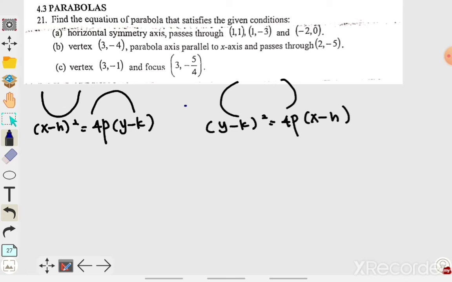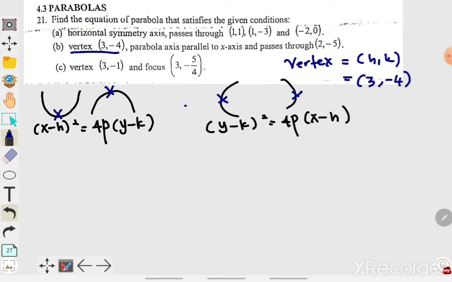Okay, number 21B, the vertex is (3, negative 4). What is a vertex? The vertex must be the turning point. So this is a vertex, this is a vertex, and this is a vertex. As we mentioned before, the vertex equals (h, k). And the vertex is given, so we have (3, negative 4). Therefore, h equals 3 and k equals negative 4.